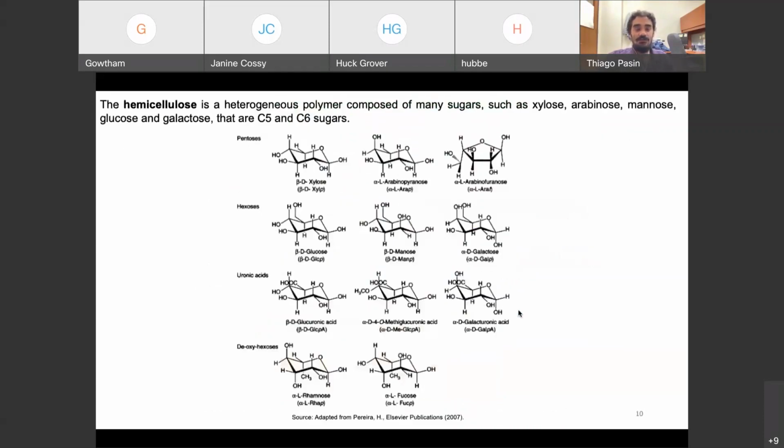And on the other hand, we have the hemicellulose, which is a heterogeneous polymer composed of many sugars, such as xylose, arabinose, mannose, glucose, and galactose.